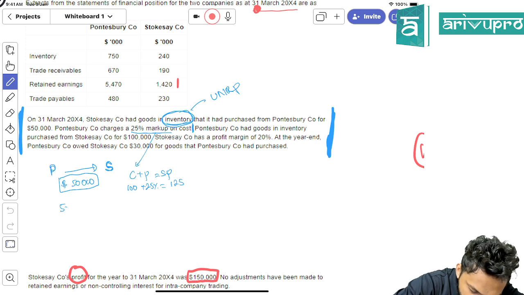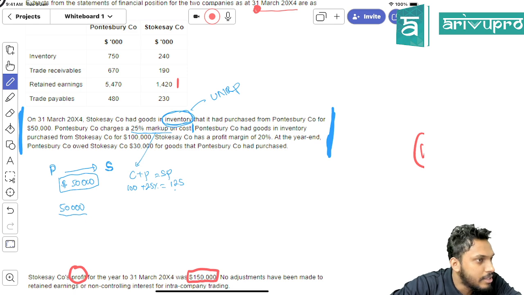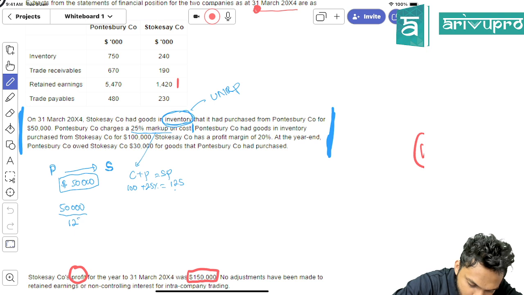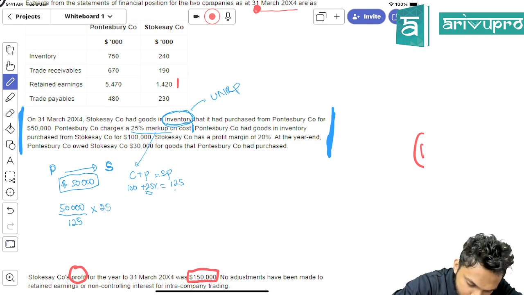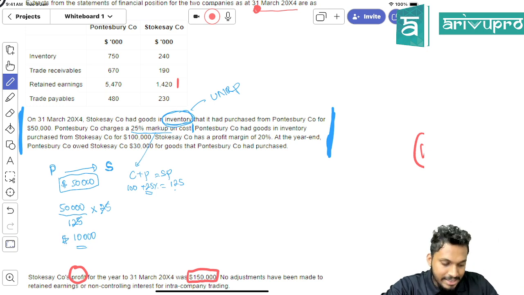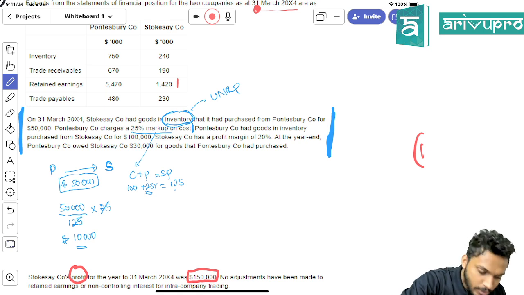So 50,000 is your sales price, divided by the sales percentage. Sales needs to be divided by the sales percentage. So that is 125. Now you are trying to identify your unrealized profits out of this. That is 25%. So what is that? 10,000. So you are getting $10,000 as unrealized profits. Now in this case, who is selling to whom? Parent is selling to the subsidiary. Then what is the double entry?